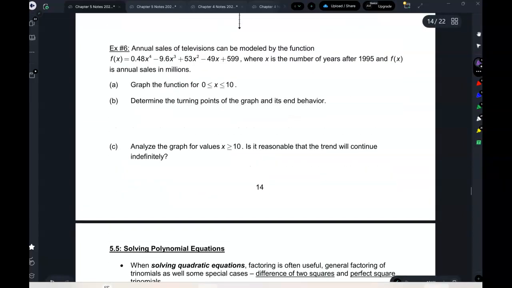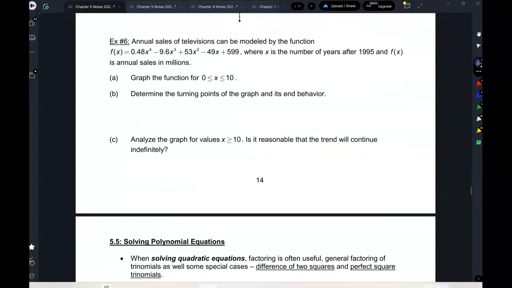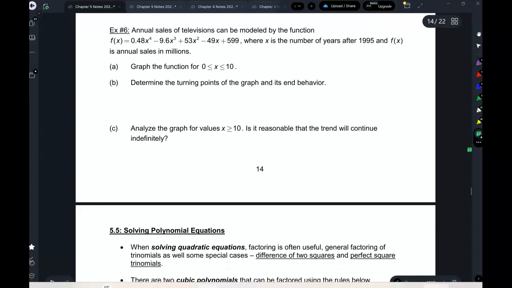Okay. So, annual sales of televisions can be modeled by this function right here. This is the function where x is the number of years after 1995. F of x is annual sales in millions. So first it says to graph the function for x between 0 and 10. Let's go ahead and graph this function.